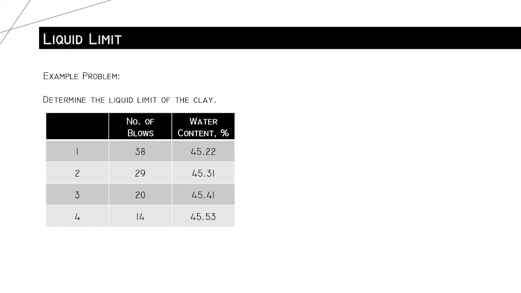So suppose that we have already conducted the experiment, and these are the data gathered. There are 4 trials, with the number of blows and the water content. In the first trial, the water content is 45.22%, at 38 blows. Notice that 38 and 14 exceeded the prescribed number of blows in the ASTM. This is only for the sake of example.